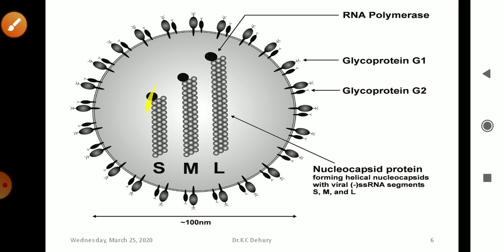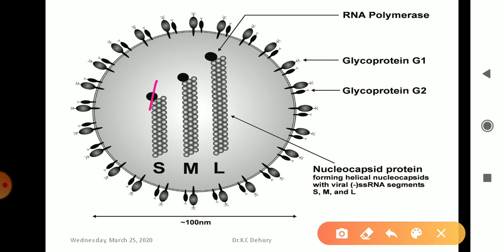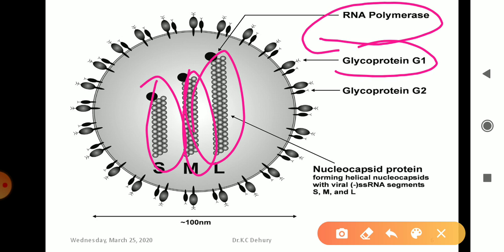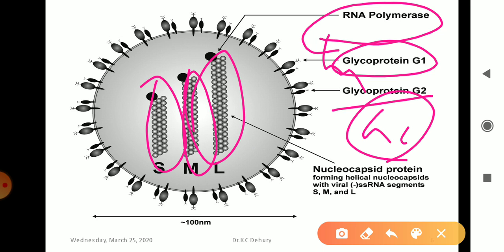There are 3 viral segments: S, M and L. Inside the segments, the RNA polymerase is there, from where protein synthesis from the RNA occurs. Outside, the glycoprotein G1, that is Gn, and the glycoprotein G2, that is Gc, are there. This is the structure, and this is a negative sense virus with single stranded RNA segments. Right, the RNA is single stranded.